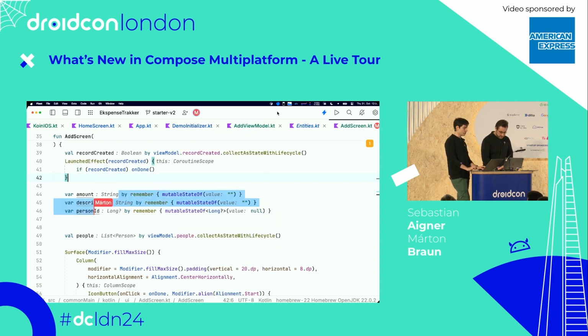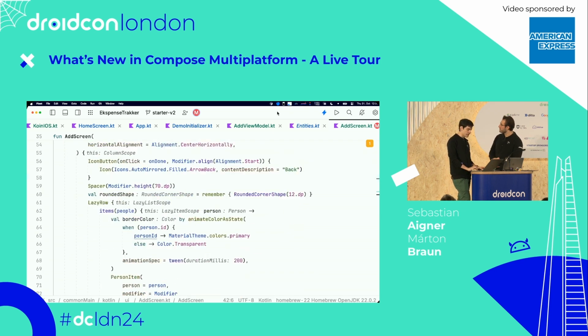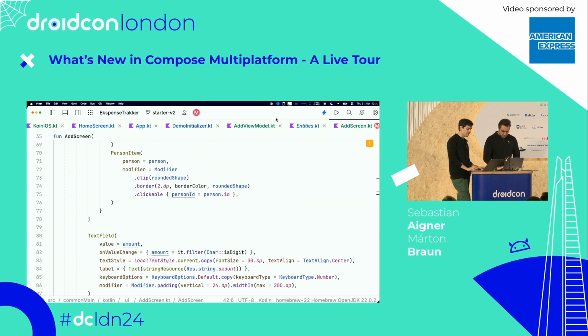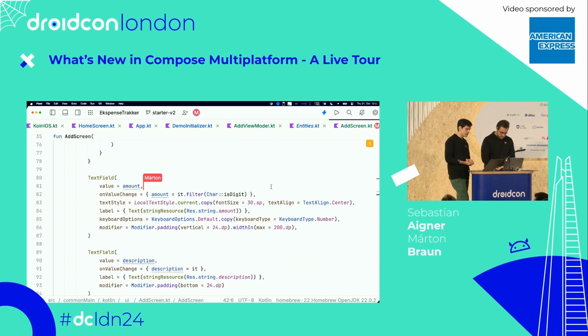We have a couple pieces of state here, which are just storing the user's inputs. We are observing the list of people from the database so that we know who to display. And then we have, again, a lot of standard compose code. We have a lazy row, which will show all of our people that you can pick from. And then we have some text fields to enter data with.